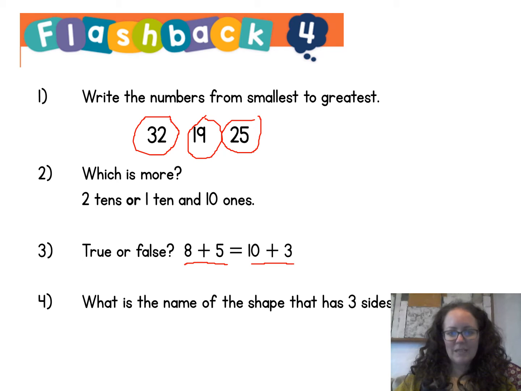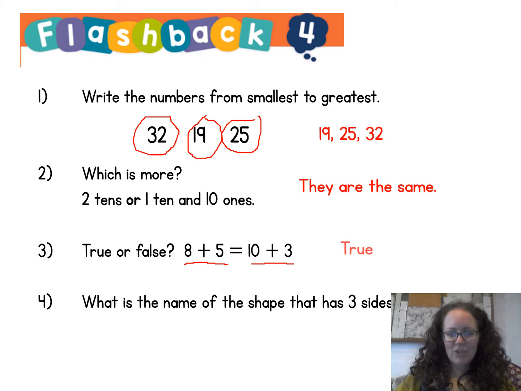Number 1, smallest to greatest, 19, 25, 32. Number 2, which is more? It was a trick question. They are the same. 2 tens is 20 and 1 ten and 10 ones, that's also 20, isn't it?